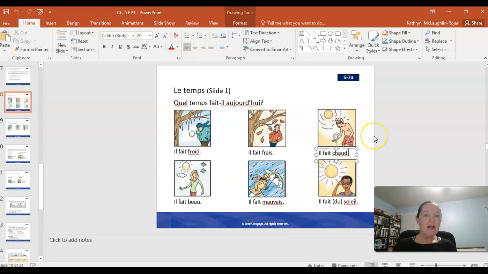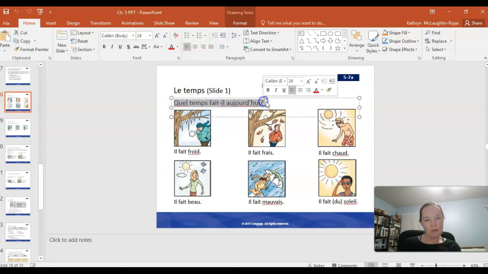All right, so I'm going to give you a chance to answer that question up at the top here. You can choose any one of these weather expressions. What was the weather like today, for example? Whichever one appeals to you. So I will ask you, quel temps fait-il aujourd'hui?